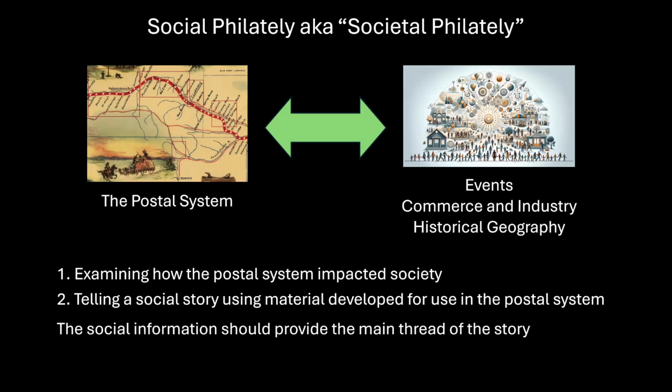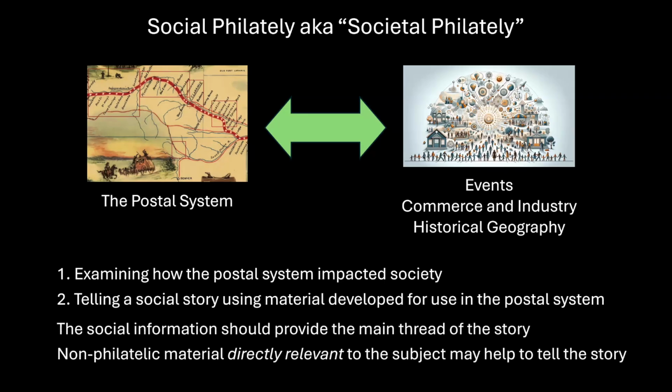But in both of these kinds of social philately, the social information really provides the main thread of the story. So you're focusing on the social history and the philatelic information supports the social history. That, I think, is where social philately is different from, say, postal history. But you can also include non-philatelic material. So this is other ephemera, which is directly relevant to the subject that you're talking about, and it helps you to illustrate the story. And I'll give you some examples of that as well.